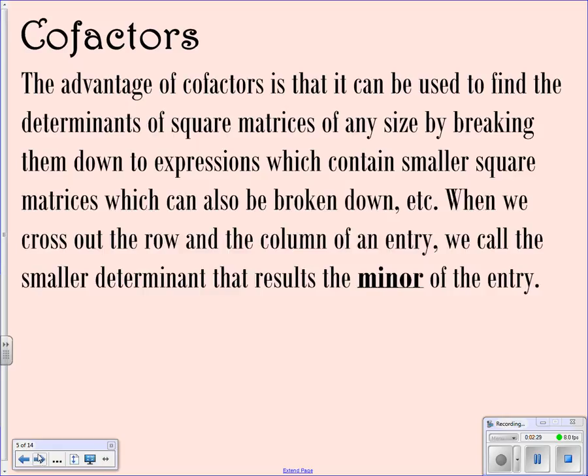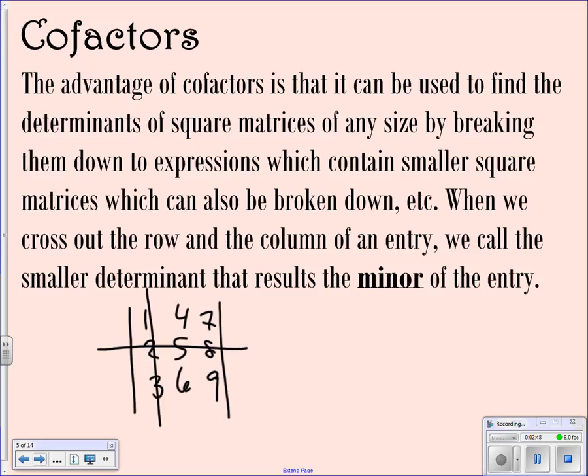When we cross out the row and the column of an entry, we call the smaller determinant that results the minor of the entry. So if I have a matrix here, and I'm just going to do a 3 by 3. I'm going to cross out a row and a column. And so the numbers that are left are 4, 7, 6, and 9. And that is called the minor of the entry. Okay? So the numbers that are left are your minor of the entry.